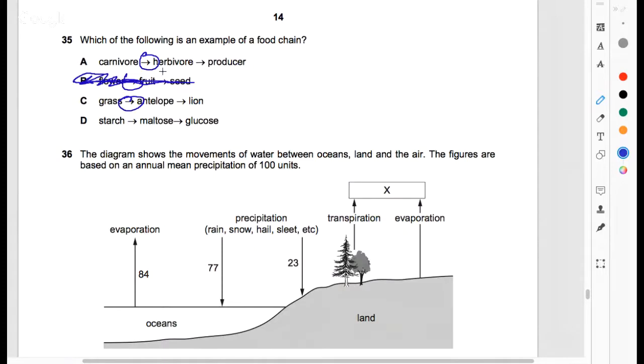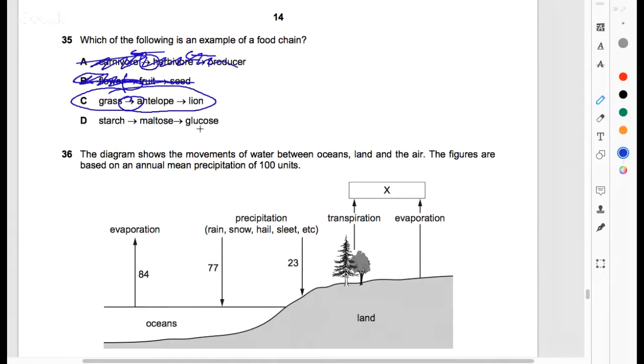Carnivore to herbivore to producer. So if this is transfer of energy, then actually the energy is being transferred from the producer to the herbivore. The herbivore eats it, and the energy is then transferred from the herbivore to the carnivore. The carnivore eats that, so it's not that one either. Grass to antelope to lion. So the grass is being eaten by the antelope. The antelope is being eaten by the lion. This is an example of a food chain. So C is the correct answer.